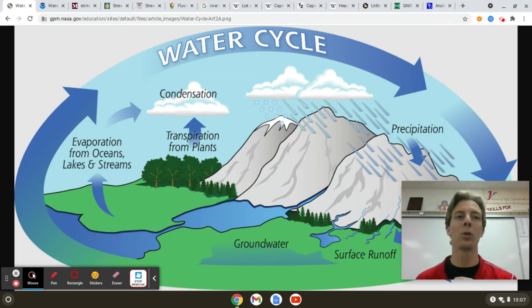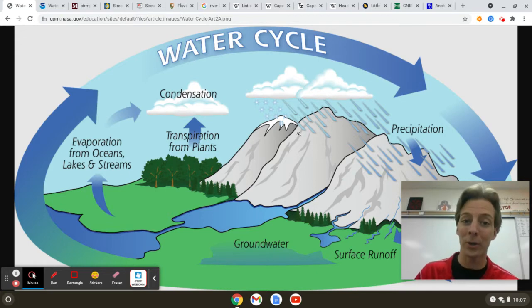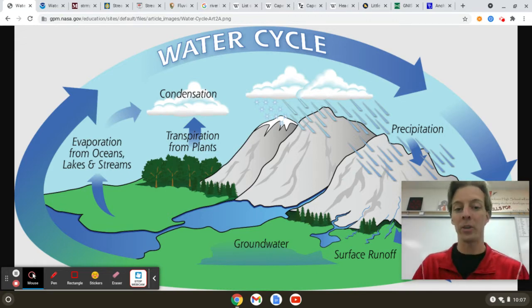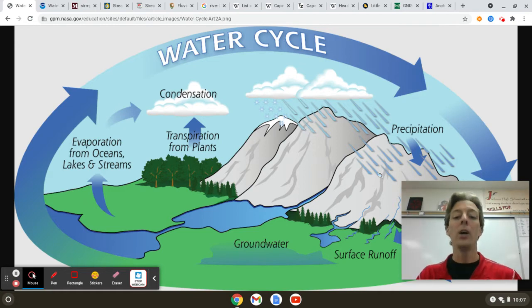Transpiration might be a newer one. Transpiration is plants absorb the water, but then they release it into the atmosphere. So, transpiration from plants, water goes from plants to the air. Precipitation, whether it's frozen or solid, it's still water. It's still H2O, the substance, not water, the liquid. You can have all sorts of runoff here.